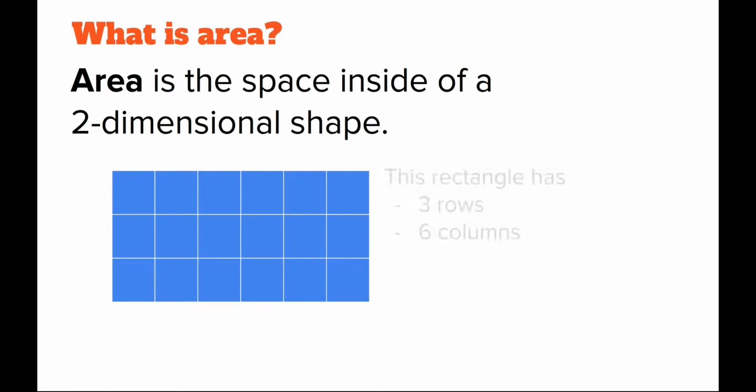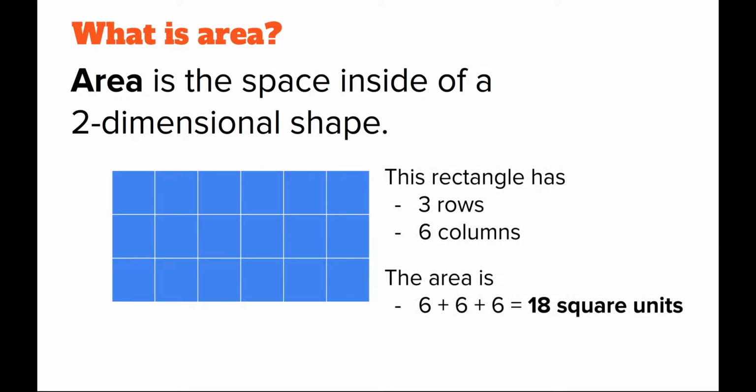So this rectangle has 3 rows, and it has 6 columns. And I can write a repeated addition equation. There's 6 here, and 6 here, and 6 plus 6 plus 6 is 18. But since I'm finding area, I need to use square units.